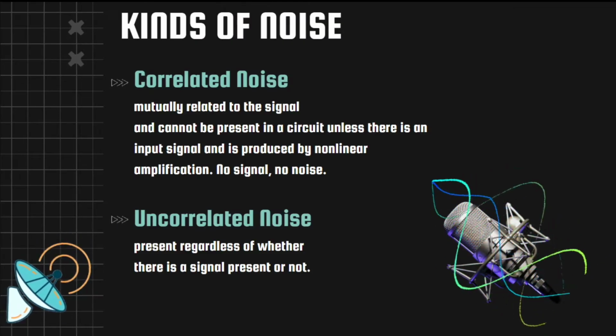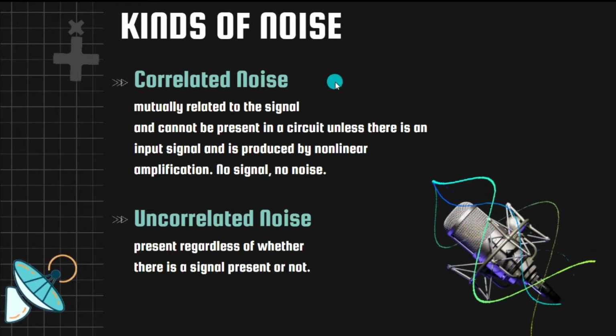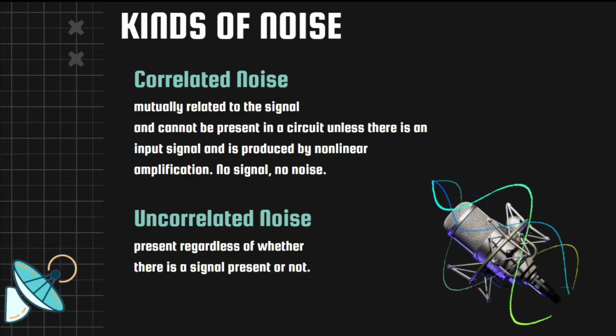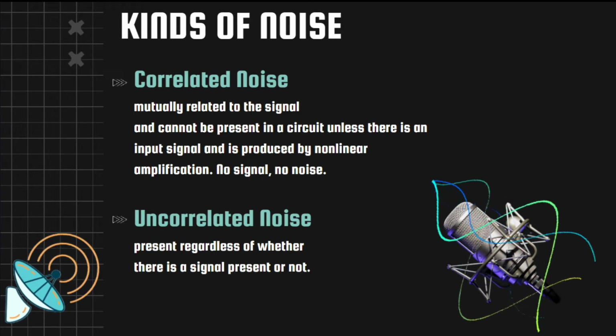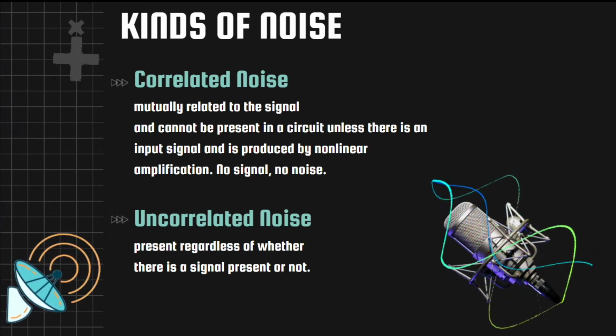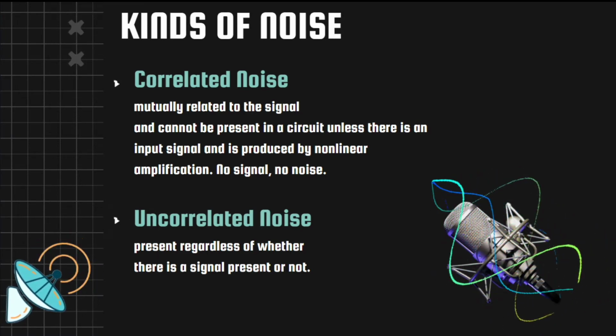So what are the different kinds of noise? So first, we have the correlated noise, which is mutually related to the signal and cannot be present in a circuit unless there is an input signal, and is produced by nonlinear amplification. This means that if there is no signal, then there will be no noise generated. In an uncorrelated noise, it is present regardless of whether there is a signal present or not.